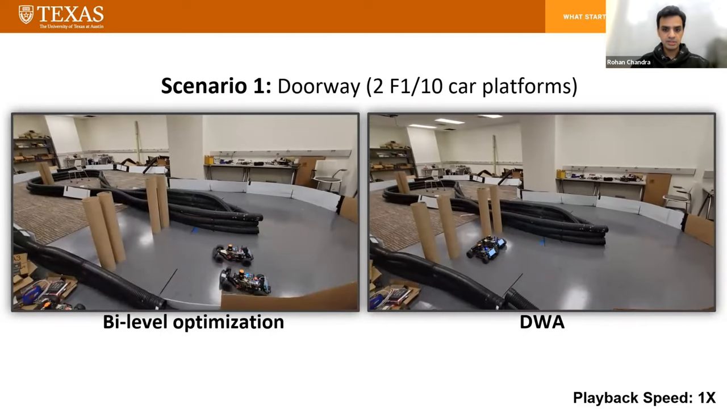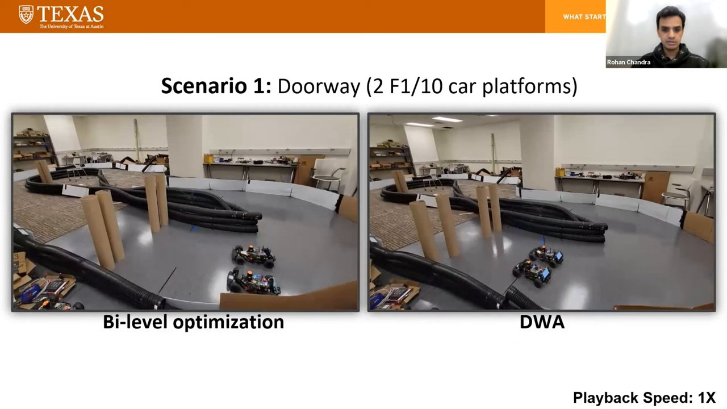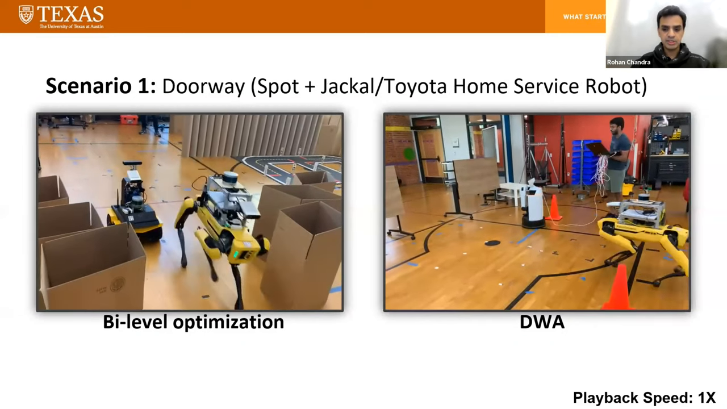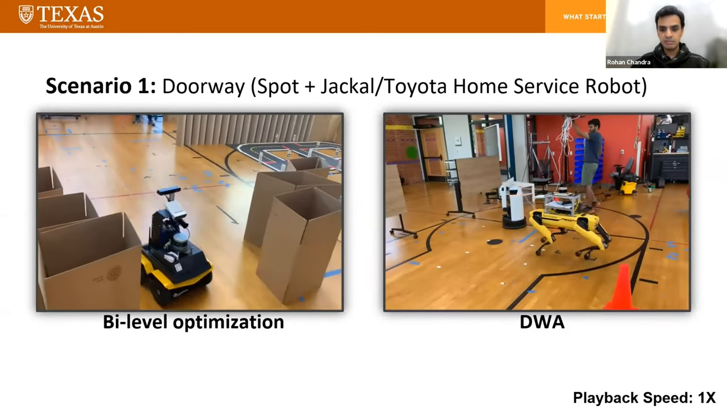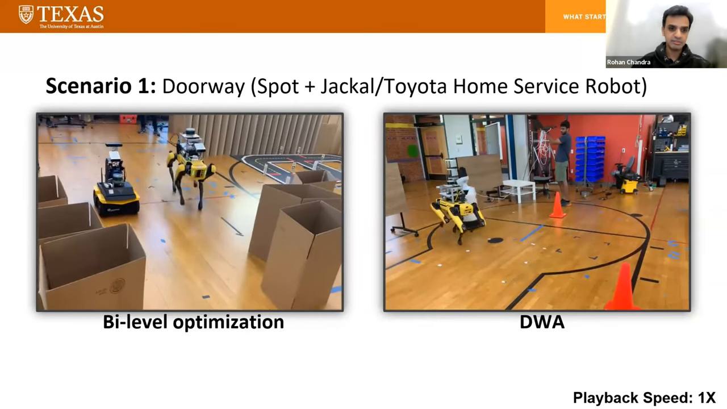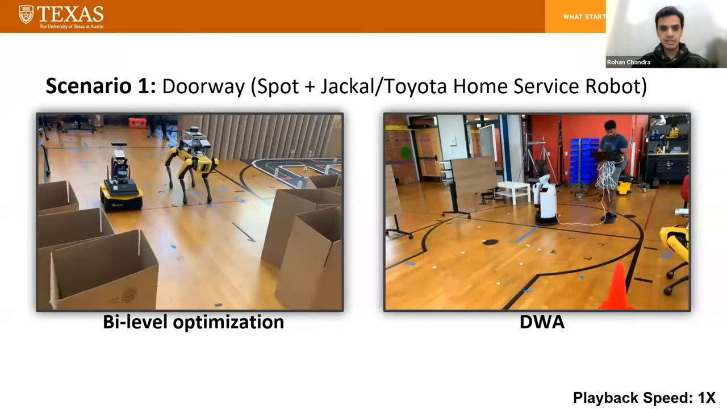So this is another car experiment that we did. This is an experiment with the Spot and Jackal. We're comparing it with a Spot and a Toyota HSR because we didn't have the exact comparison with the Jackal using DWA. But you can get a sense of what happens if you don't do some sort of explicit coordination over these robots in these sorts of social mini games.